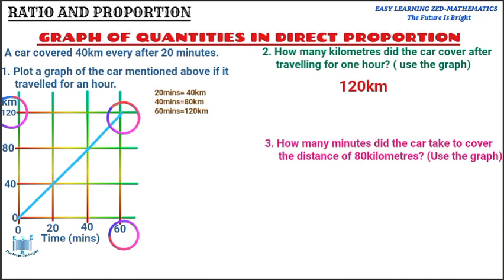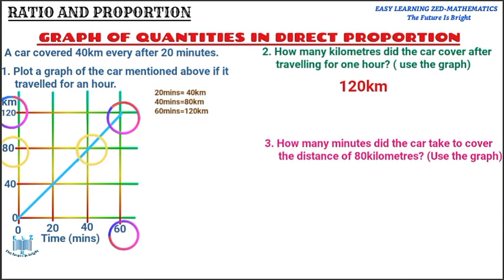So that will be the answer. So the car covered 120 kilometers in 1 hour. Okay, let's go to question number 3. Question number 3 is, how many minutes did the car take to cover the distance of 80 kilometers? Use the graph. So we are encouraged to use the graph. So we are given 80 kilometers. That's what we are given. So we're going to circle 80 kilometers there, just like I've circled in yellow there. Once I've done that, then I'm going to follow that line of 80 kilometers to see where it meets the light blue line, which is the graph we have plotted.